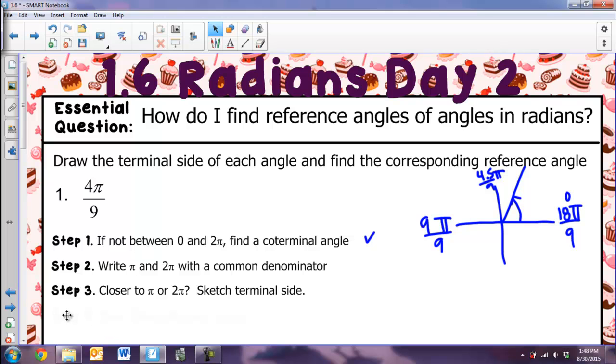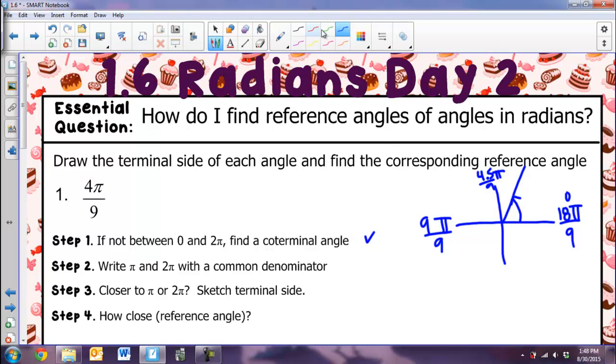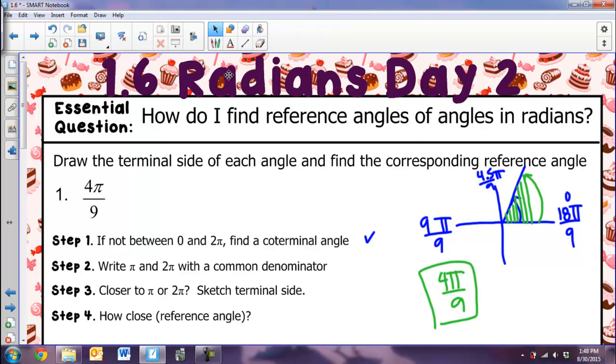Okay, now that I have my sketch, I have to find that reference angle. So you're going to ask yourself, how close is that angle to the x-axis? Remember, your reference angle always is positive with your x-axis. And so when I look in here, I say, well, to get to that point, I just needed to go up 4 pi over 9. So for your answer on this one, the reference angle for 4 pi over 9 is just 4 pi over 9. Okay, I know that seems silly, but we're going to go through these steps a couple times so that way we can figure out ones that are probably not as simple.